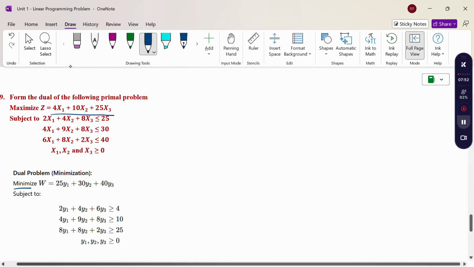So the less than or equal to changes into greater than or equal to. Now with y1, y2, y3, the first constraint is 2y1, 4y2, 6y3, then 4y1, 9y2, 8y3, and then 8y1, 8y2, 2y3. So this is our dual problem.